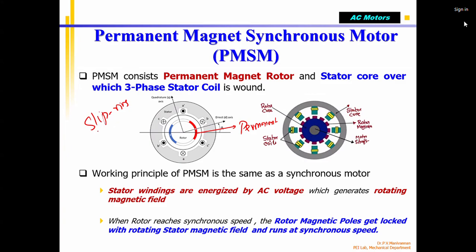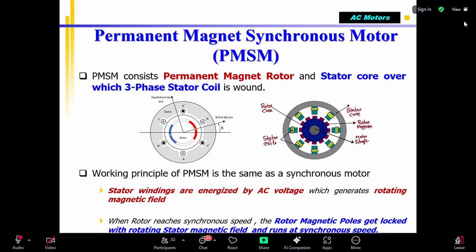Correct? I'm sorry to ask you one question, sir. You have just told that in the conventional, what I mean to say is the synchronous motor, the rotor coil is supplied with DC current and the stator is supplied with the AC current, right?